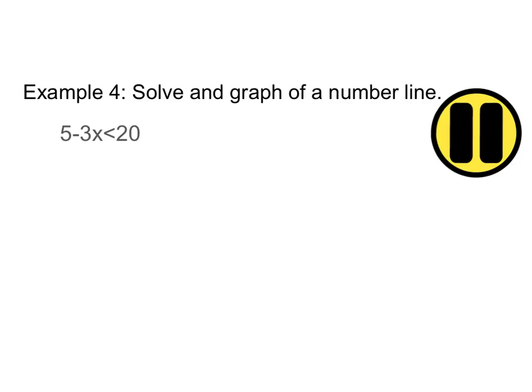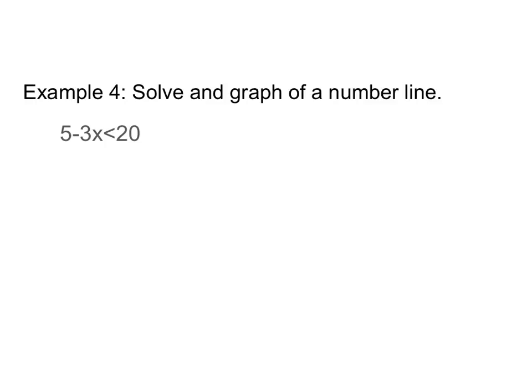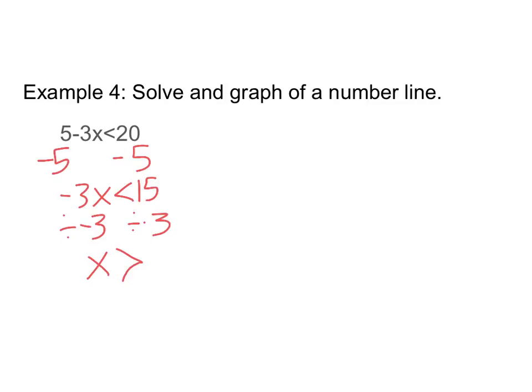Okay, now you try. Solve for x, graph it on a number line, make sure your answer makes sense. All right, so you should have finished solving. Your first step should have been to subtract 5 from both sides. So negative 3x is less than 15. Then you need to divide by negative 3. So we get x, we just divided by a negative, so the inequality is going to go the other direction. We change the direction, and 15 divided by negative 3 is negative 5.